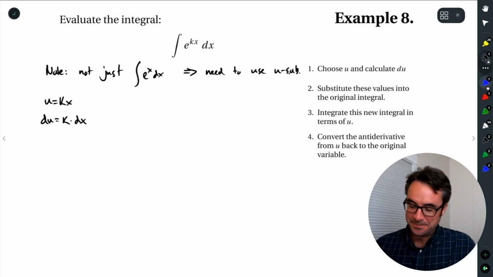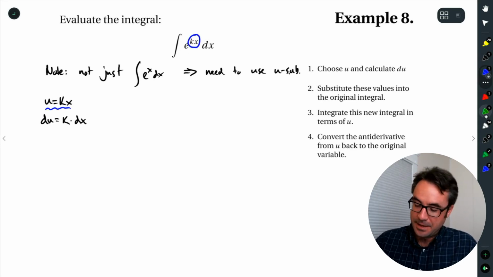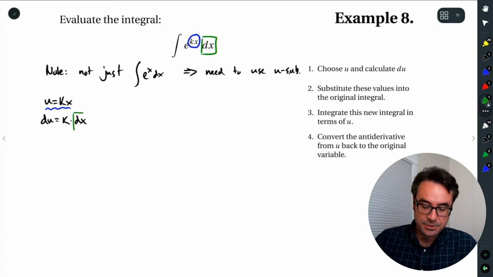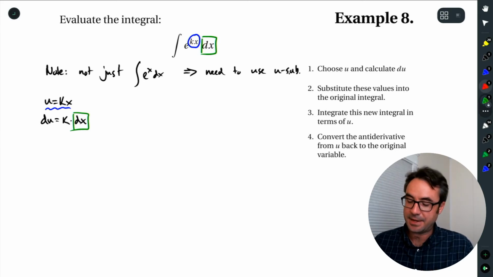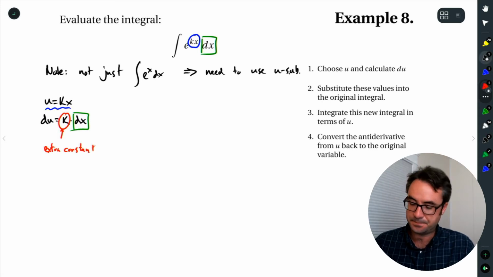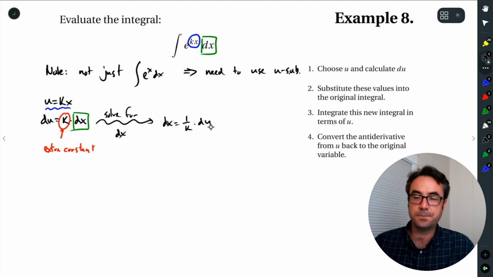So when we look at it, this k times x, that's going to become our u. And then we look at the leftover things. We have a dx, that's it. And in our differential here, we have dx that's left. But we also have this k, so that k is an extra constant. So what do we do with those extra constants? We move them to the other side. So we normally solve for what we have. We solve, in this case, for dx. And so when we do that, we get dx is equal to 1 over k times du.